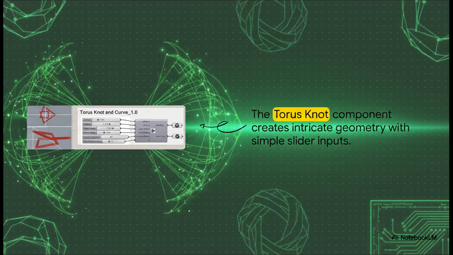And believe me, the power of parametric design goes way beyond just simple shapes. I mean, check out the torus knot component. It creates this kind of intricate organic geometry with just a few slider inputs. Seriously, this is the kind of complex shape that would have taken hours, maybe even days to model the old way. Now, you can have it in seconds.